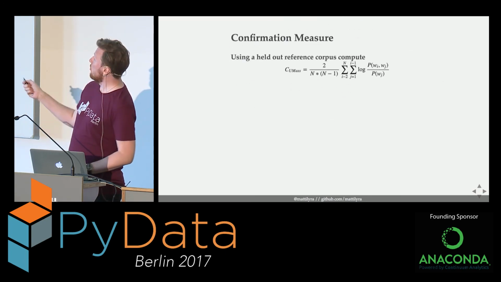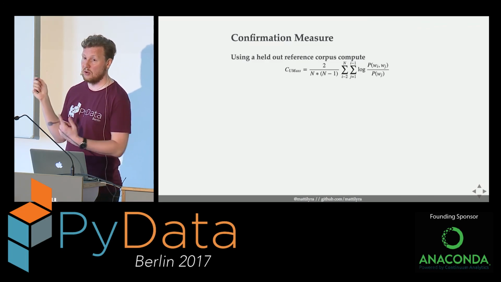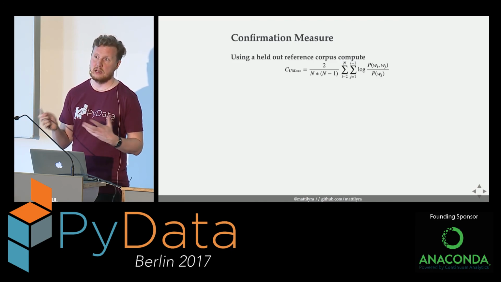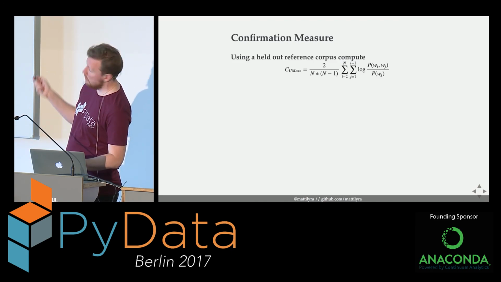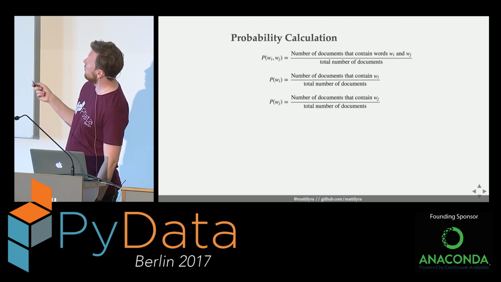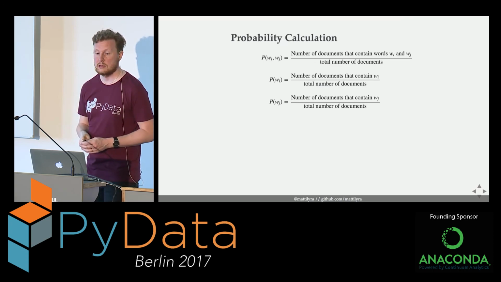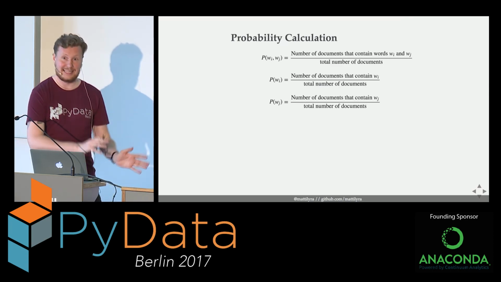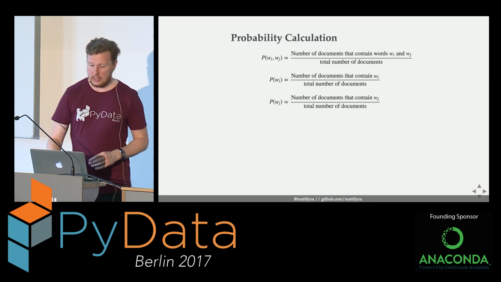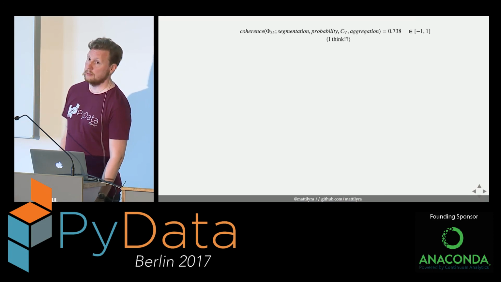You compute your confirmation measure, which uses, in this case, probabilities. Not all of them use probabilities. Others are vector similarity measures. So you need to have a way of computing the probabilities. Maybe you just use the document level probability of the words occurring. This is from a reference corpus that the model hasn't seen, ideally. And then you get a number.